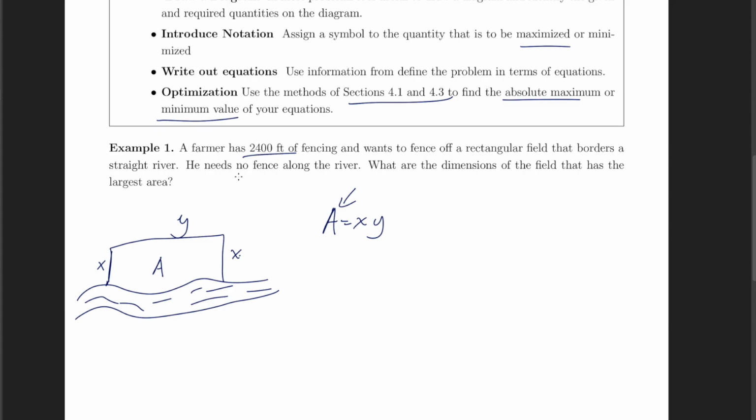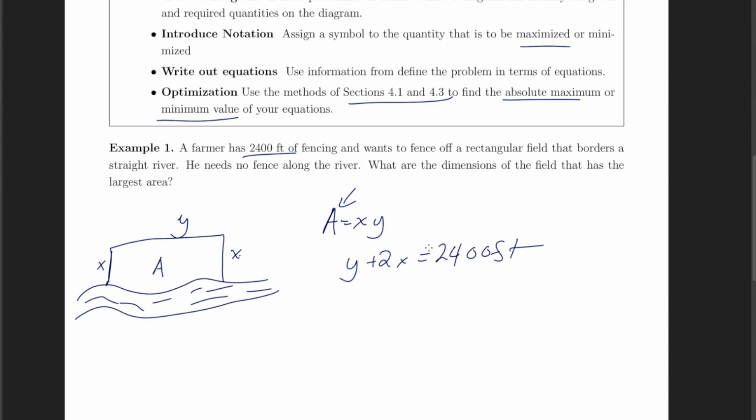What else do we know? We have 200 feet of fencing, so we need at least one y distance, but the other y distance is not needed because it's the river, and then we'll have plus an x and an x, so plus 2x, and that's going to equal 200 feet. So here we have this equation equal to 200 feet.